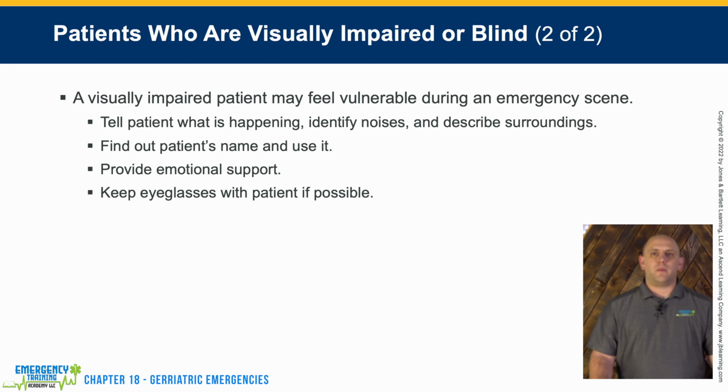Make sure we are describing the scene and the people who are there. Try and find out what our patient's name is and use their name so that they know we are communicating with them. And then if they do use any type of eyeglasses or cane, or if they have a seeing eye dog, whatever that is, make sure that you keep those with the patient if possible, as that will help them and give them some sense of security in this scene.